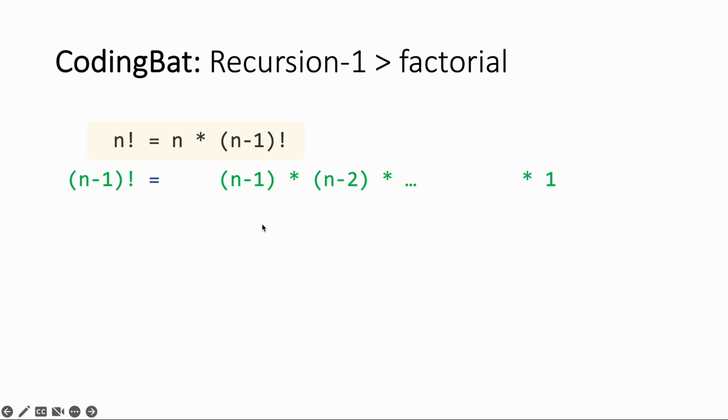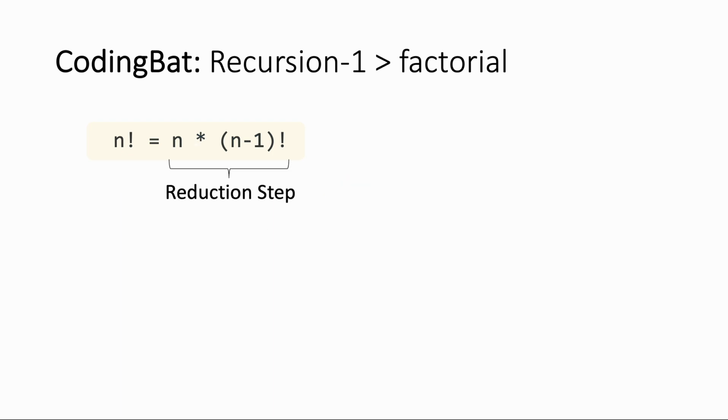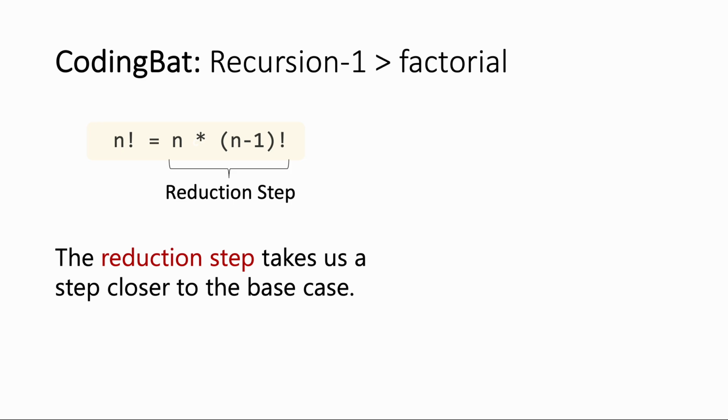Now that is an important step. It's an important step because now we have a reduction step. The reduction step takes us a step closer to the base case. First we had the challenge of figuring out n factorial. Now I only have to figure out n minus 1 factorial. That's a little bit closer to 1, given that we are starting with positive numbers.